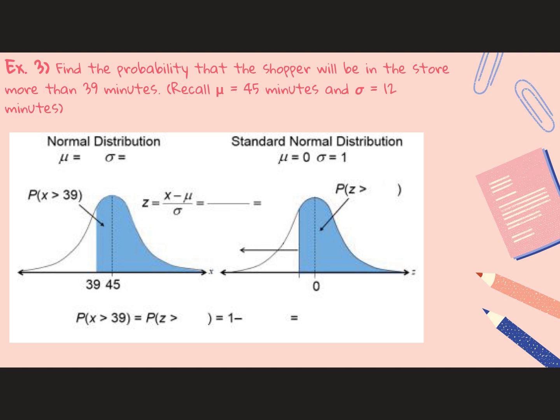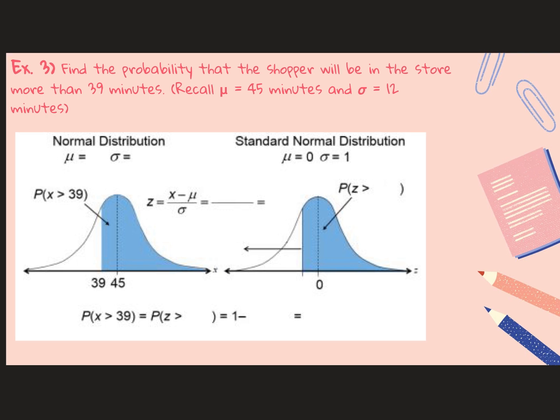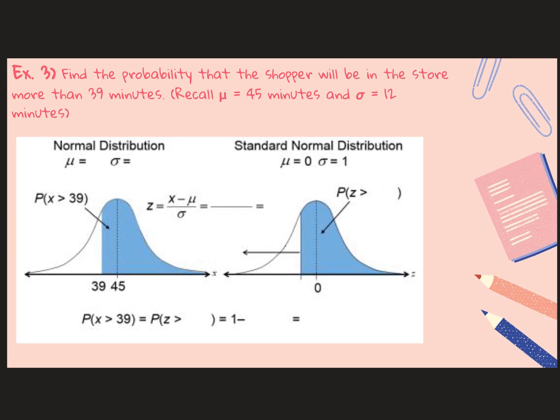Example 3 wants us to find the probability that the shopper in that same store will be in the store for more than 39 minutes. Okay, so our mean is still 45 and our standard deviation is 12. We're looking for everything to the right of 39. So we do 39 minus 45 over 12, which gives us negative 0.5. So we're looking for everything greater than negative 0.5.